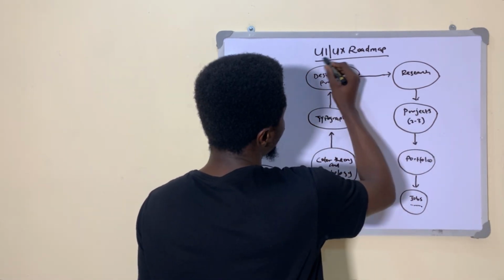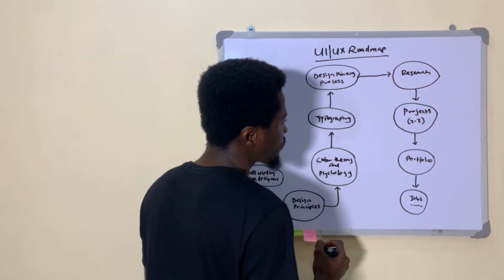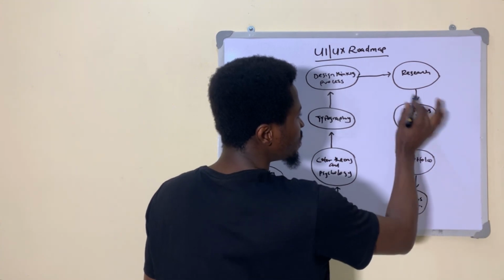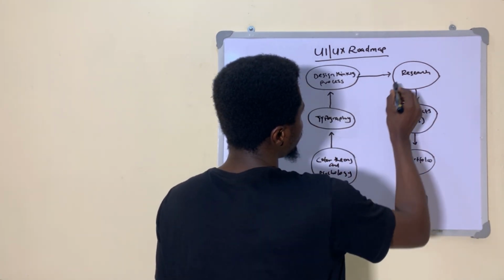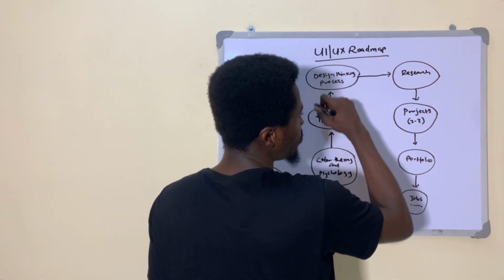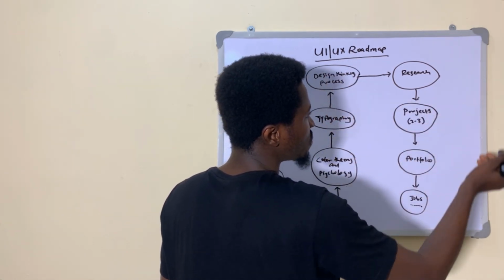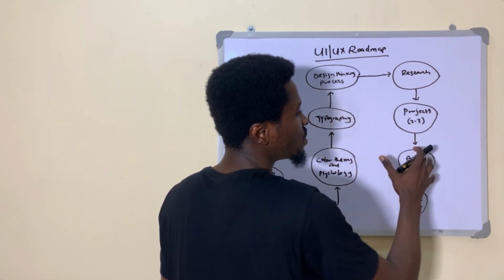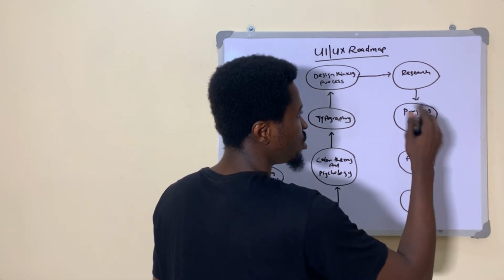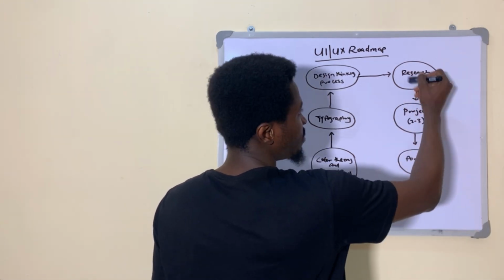Once you're done with your design thinking process, you move to research. Research is very vital when it comes to decision making in design, and it is still tied to the design thinking process because you come up with a product idea and then you conduct research to find out if it's what the users want, and if it's not what they want, you go back, you refine it, and then you keep doing the same thing. Research is very vital.